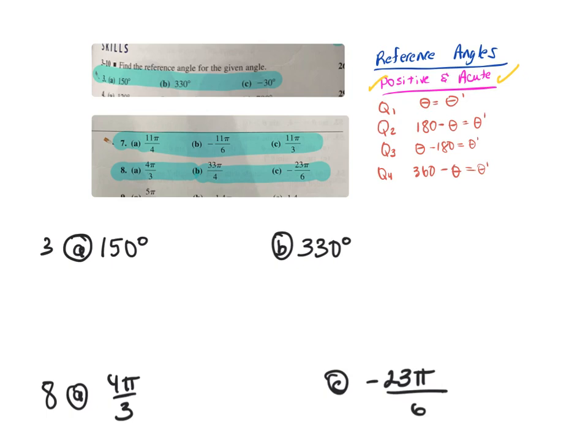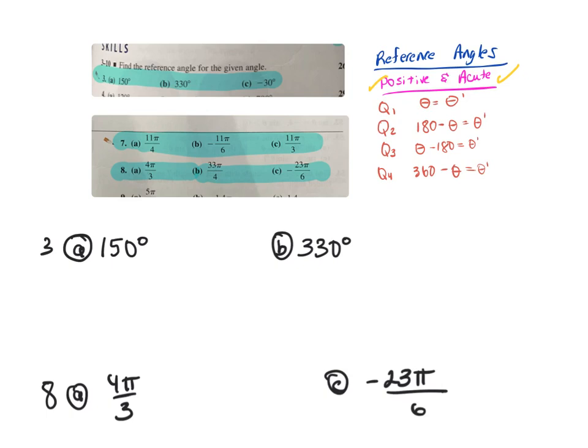If the angle given to you is in quarter one, then the angle that they give you is equal to the reference angle. If they give you the angle in quarter two, you're going to take 180 minus the angle to get the reference angle. In quarter three, it's the angle given minus 180. And in quarter four, it's 360 minus the angle given.